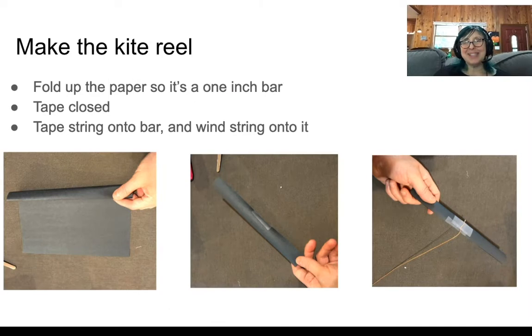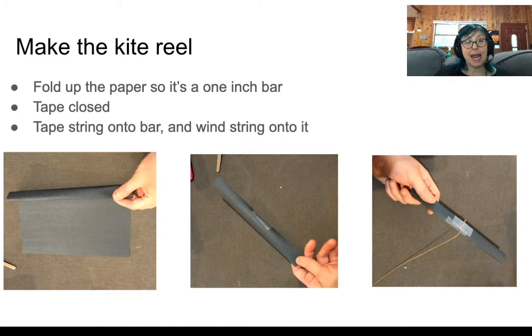So the first thing we're going to do is make our kite reel. We're going to fold up our paper so it's a 1-inch bar. We're just going to go down and fold in 1-inch pieces and just keep folding. Then when you're done, you're going to tape that bar closed so it doesn't open up on you.